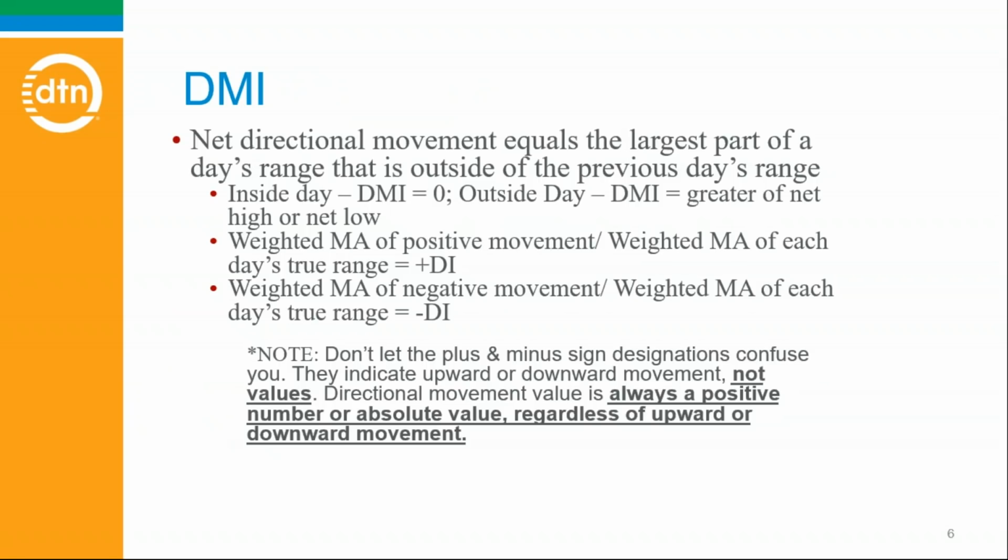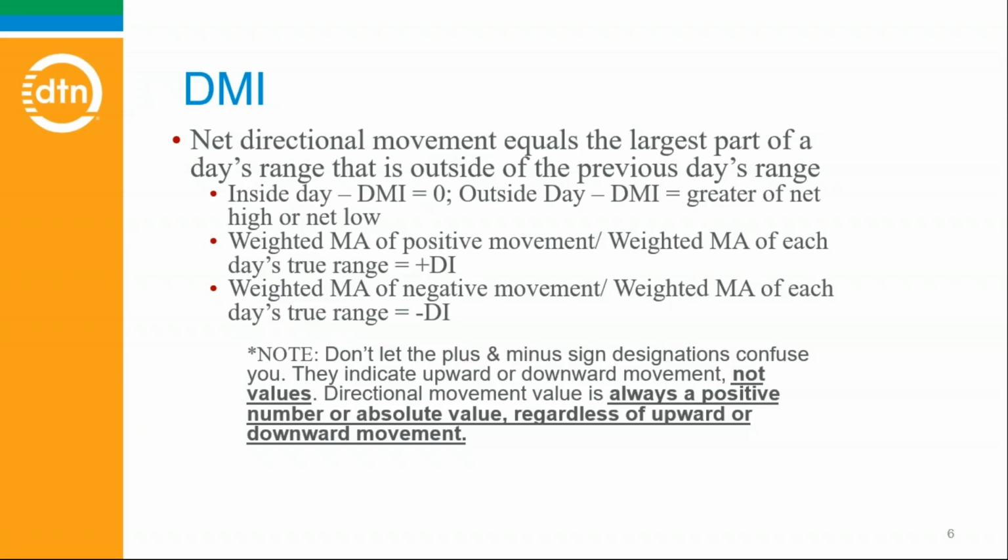Okay, so again, DMI is the net directional movement equal to the largest part of the day's range that is outside the prior day's range. So if you have an inside day where you don't break the prior day's high or low, you're going to have a DMI of 0. The outside day, it's going to be the greater of the net high or the net low. Then we're going to take a weighted moving average of positive movement and divide it by a weighted moving average of each day's true range to get plus DI, and a weighted moving average of negative movement, divided by a weighted moving average of each day's true range to get negative DI.